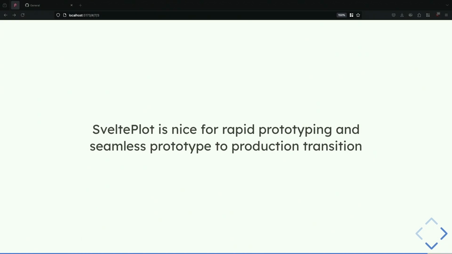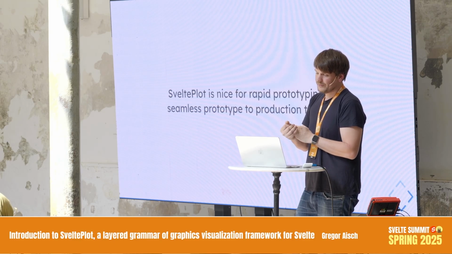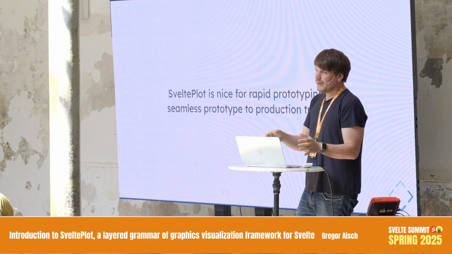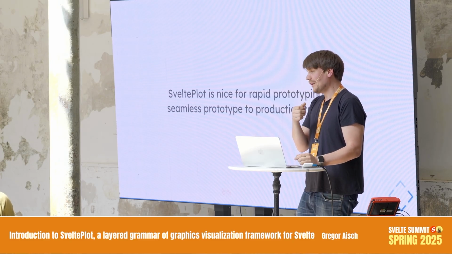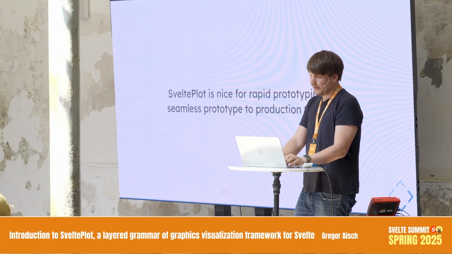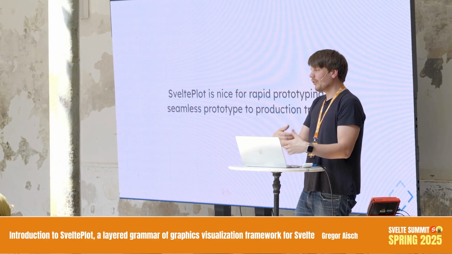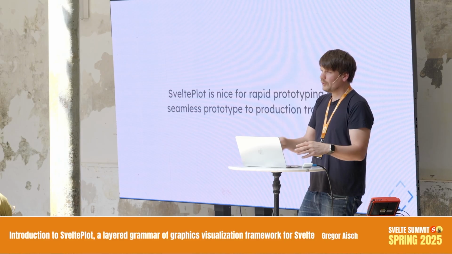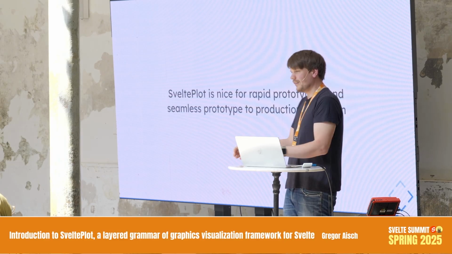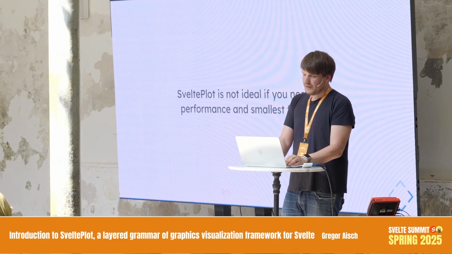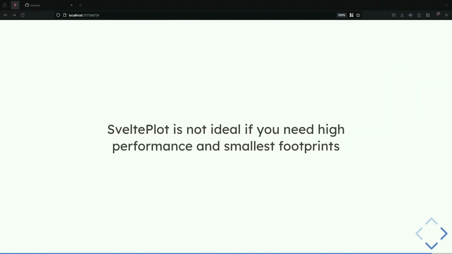SveltePlot is really nice for rapid prototyping and seamless prototype to production transition, which is very useful in a newsroom environment where you show an idea, and essentially the next day or two days later you want to have it on the page. So this helps me to be more innovative and not always use the same thing that we've done last time. SveltePlot is not ideal if you need high performance and the smallest footprint for your app.